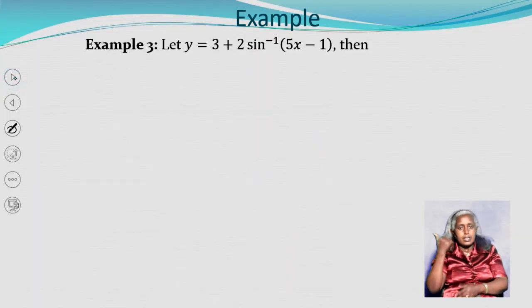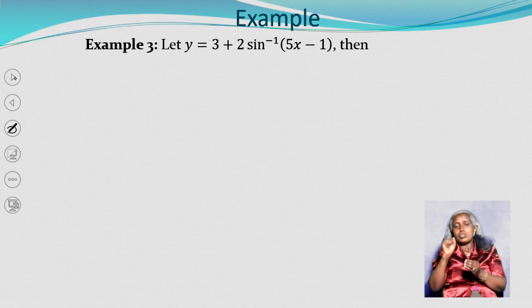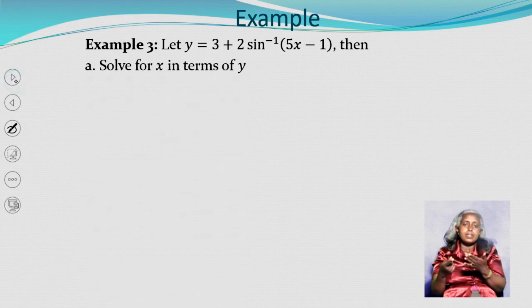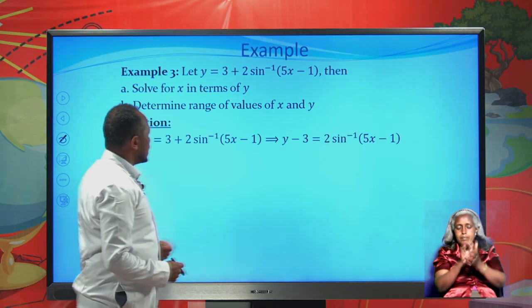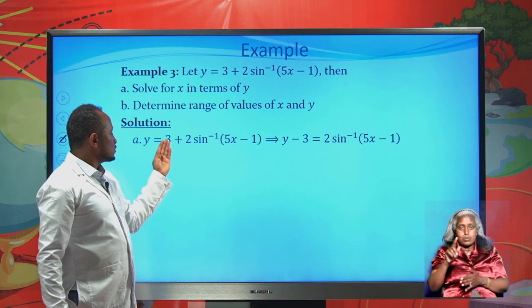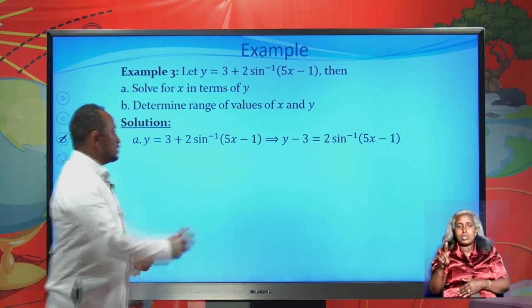Another example, here let y is given to be 3 plus 2 sine inverse of 5x minus 1. Then you are asked to solve for x in terms of y, and you are also asked to determine the range of values of x and y. So let's see the solution together. We have this one, y is equal to 3 plus 2 sine inverse of 5x minus 1.